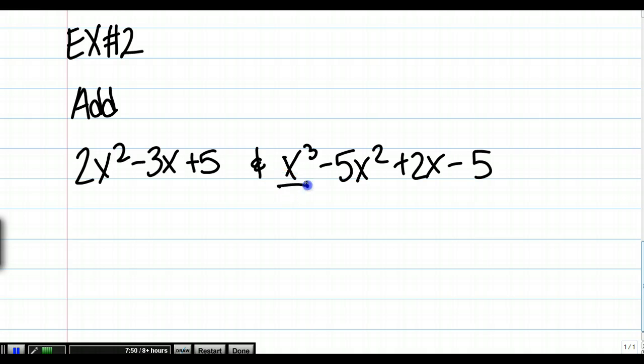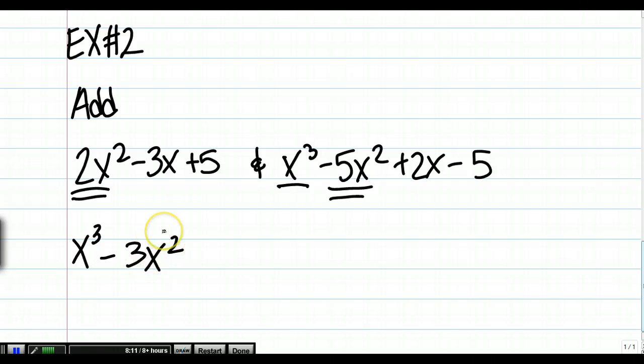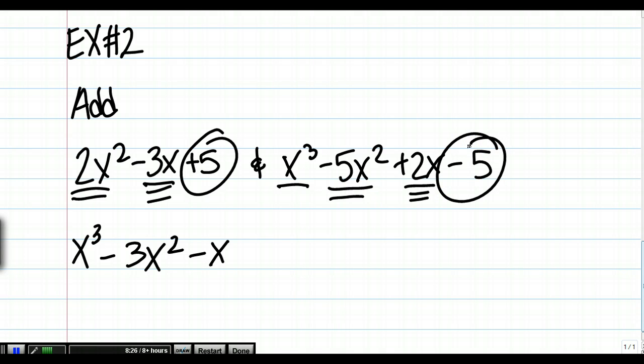So the biggest one is x to the third. That's the highest power, and there isn't any partner for it. So we're going to have x to the third first, and then we know that x squared comes next. I have a 2x squared and a negative 5x squared. When you do 2 minus 5, you get negative 3. And again, I'm not changing my exponents, only the number in the front, the coefficient. Then I have a negative 3x and a positive 2x, which is a negative 1x. And 5 minus 5 is 0, so you don't write anything.